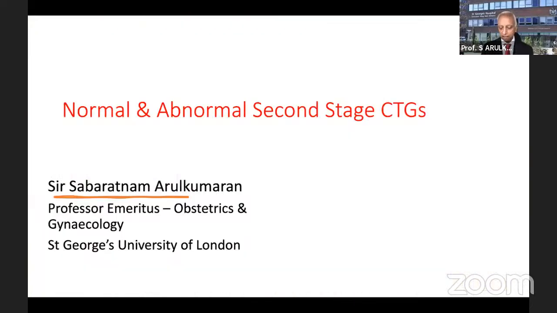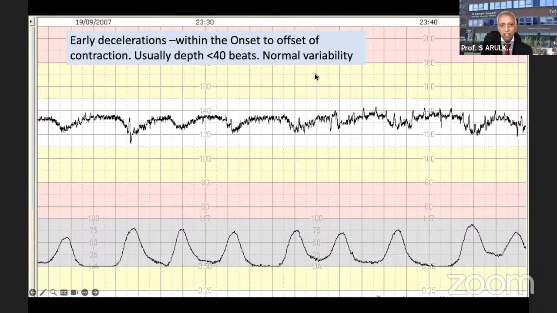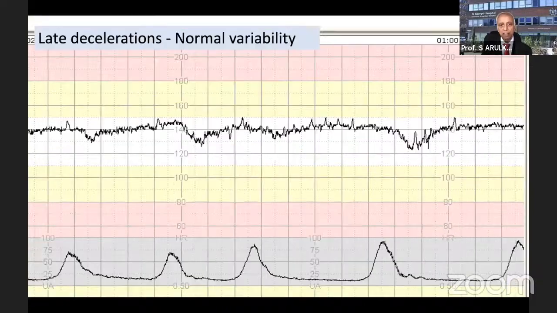And if we take the decelerations and compare them with the contractions and draw a straight line from the beginning of the contraction to the end of the contraction, if the deceleration falls like a mirror image and is less than 40 beats from the baseline and has good baseline variability, then we assume that this is due to head compression. And if the baseline is steady with continued good baseline variability, that is nothing to worry about. So that's a normal second stage CTG pattern.